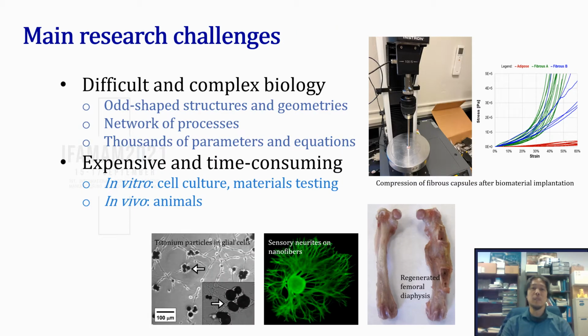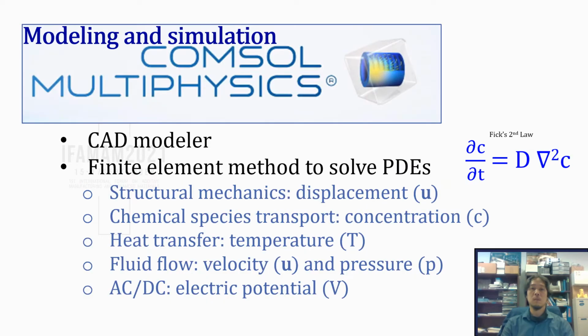Studying biology and biomaterials is hard because of odd-shaped structures and complex geometries, which are possibly governed by thousands of parameters and equations. Cell culture, materials testing, and animal study is very expensive and time-consuming. Modeling and simulation can address those challenges with the use of COMSOL Multiphysics computer program for numerically solving partial differential equations using finite element method to determine dependent variables such as displacement, concentration, temperature, velocity, pressure, and voltage.